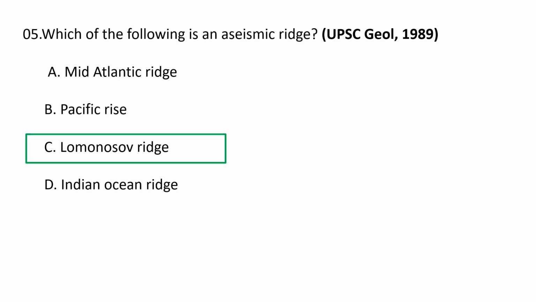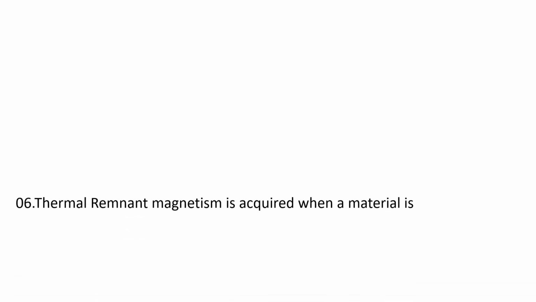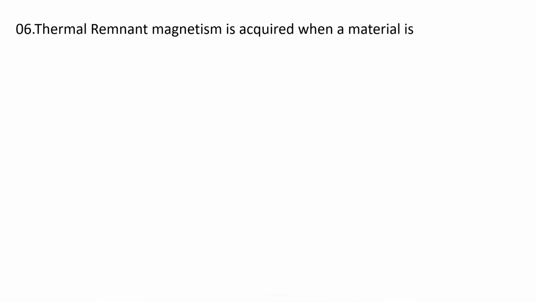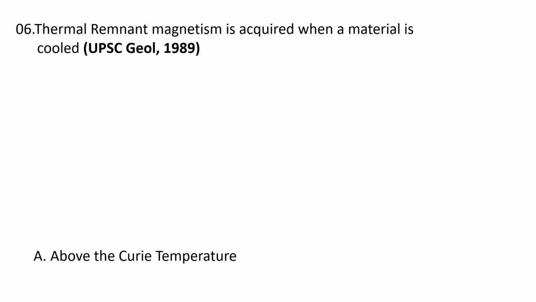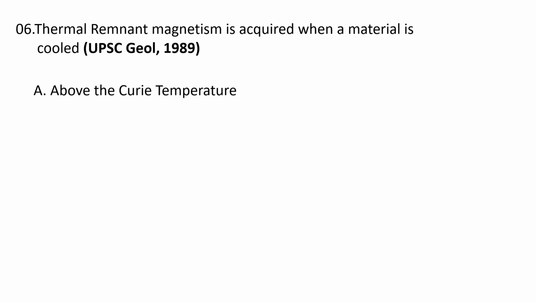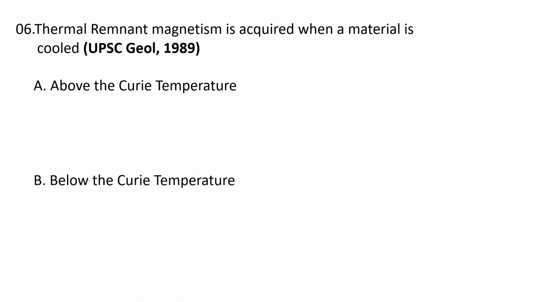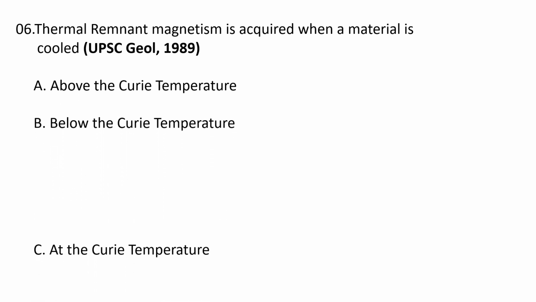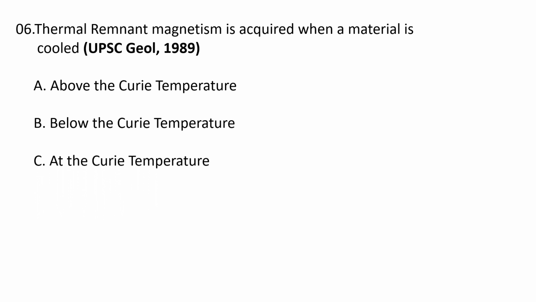So C is the correct answer. Next question. Thermal remnant magnetism is acquired when a material is cooled: A. Above the Curie temperature, B. Below the Curie temperature, C. At the Curie temperature, and D. Randomly.